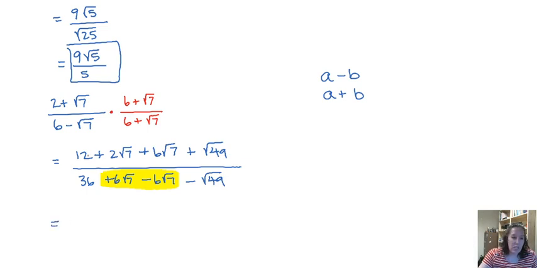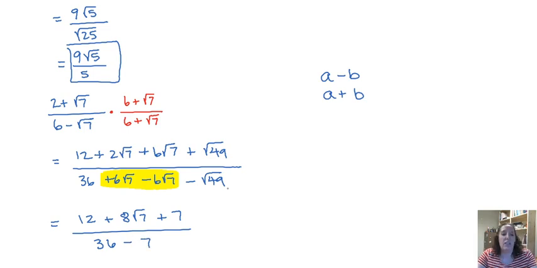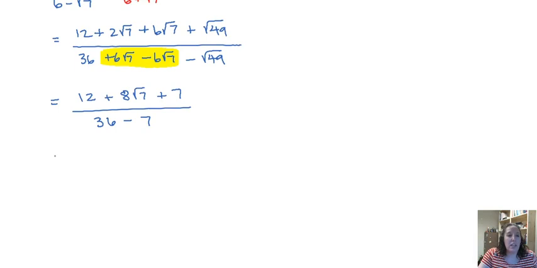So if we clean this up just a little bit, we've got 12. Combine like terms, 2 square roots of 7 plus 6 square roots of 7 is 8 square roots of 7. The square root of 49 is 7. In the denominator, those middle terms add to 0. We've got 36 minus the square root of 49, which is 7. And we can combine like terms there. 12 plus 7 is 19 plus 8 square roots of 7. And then in the denominator, 36 minus 7 is 29.